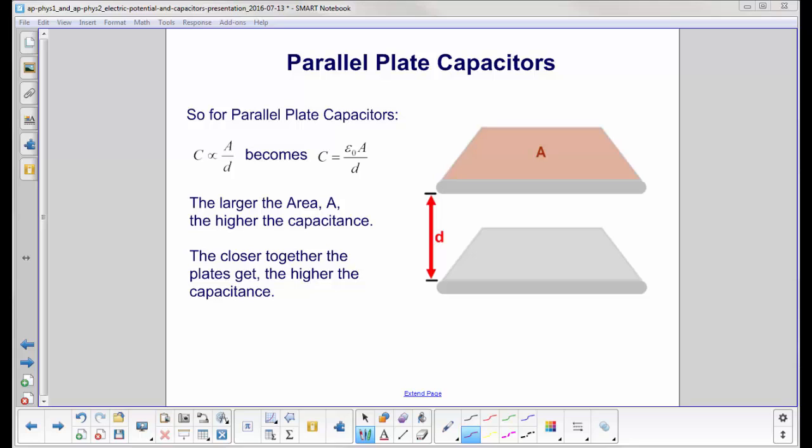For parallel plate capacitors, C proportional to A over D becomes capacitance is equal to epsilon 0 A over D. And you can see from this, the greater the surface area, the greater the capacitance, and the closer the plates get together, the greater the capacitance, and epsilon 0 is a constant.